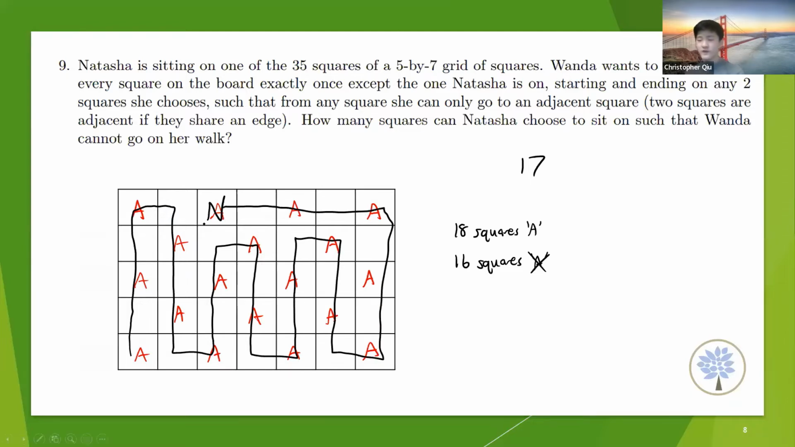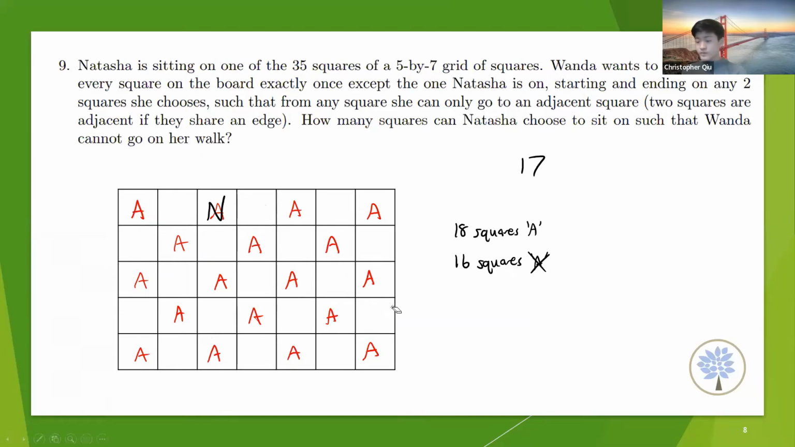And it's not too hard to find this type of path that traverses every square on the board for every possibility of Natasha sitting on a square labeled with A. So in fact, if you do enough experimentation, you get a pretty good idea that if Natasha sits on a square labeled A, Wanda will be able to go on her walk.